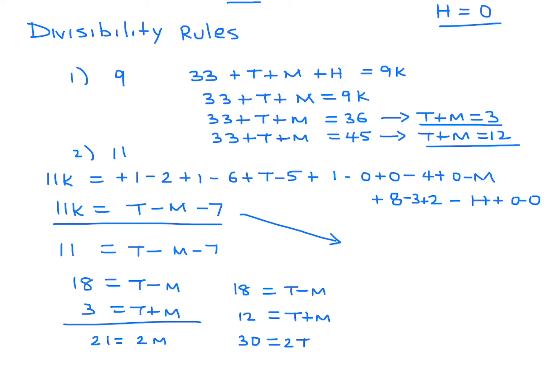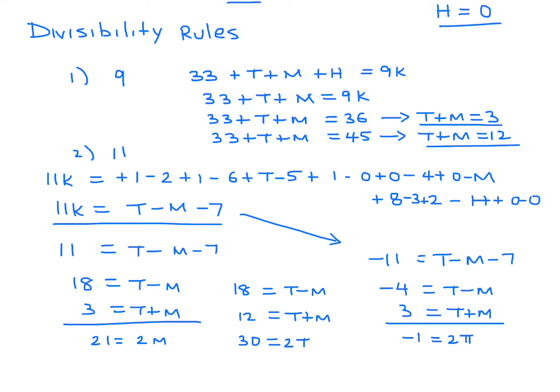Or I can try minus 11. It's up to you, trial and error. Let's try minus 11. t minus m minus 7 would be minus 11, so that means t minus m would be, adding 7 to both sides, negative 4. Just as I did before, let's see what happens with t plus m is equal to 3. If I add those two, I get 2t is equal to negative 1. Well, that doesn't work as an integer.